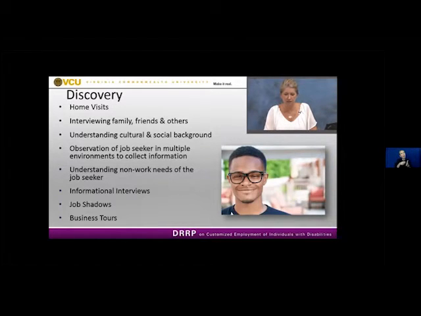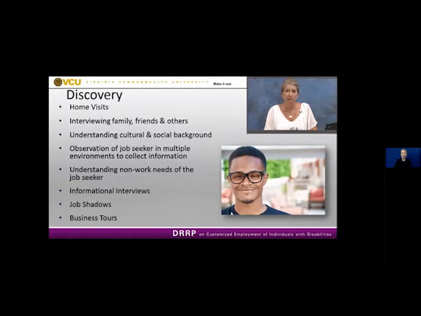What else do they do while they're at the mall? Do they go to a restaurant? How do they order? Are they using the pictures? Are they able to read? All of these are important things that we can observe just by our trip to the mall with an individual. We also want to understand non-work needs of the job seeker.